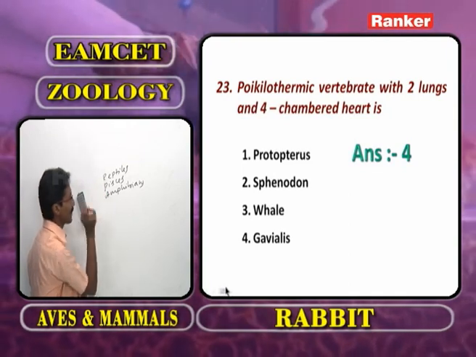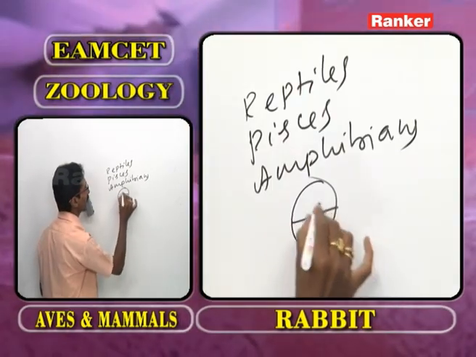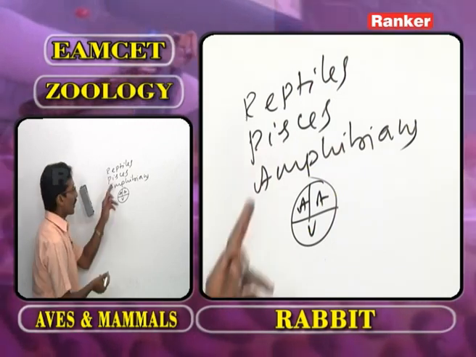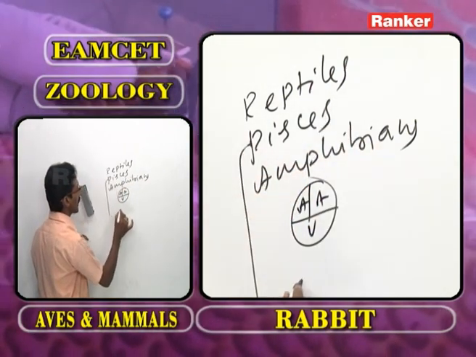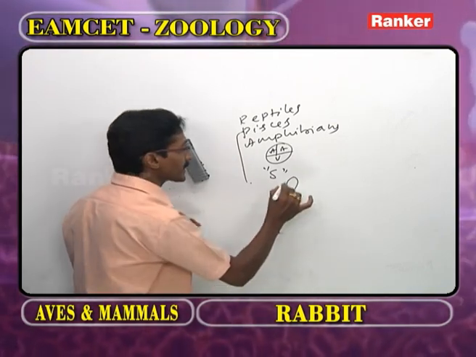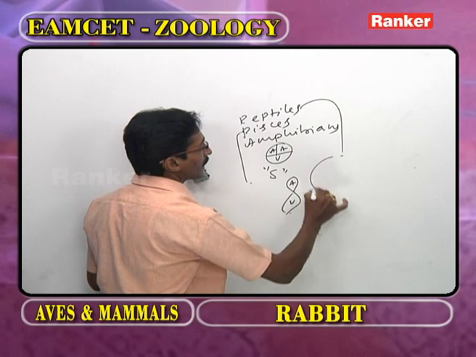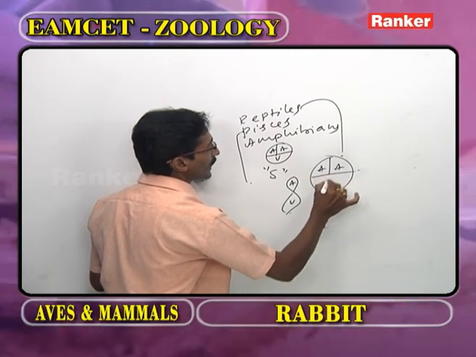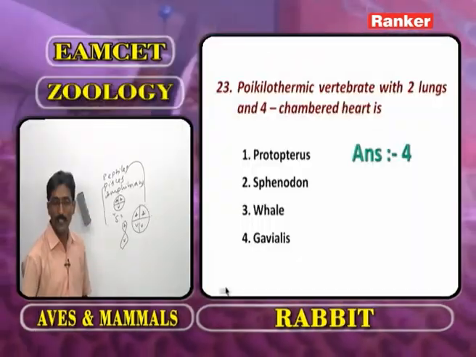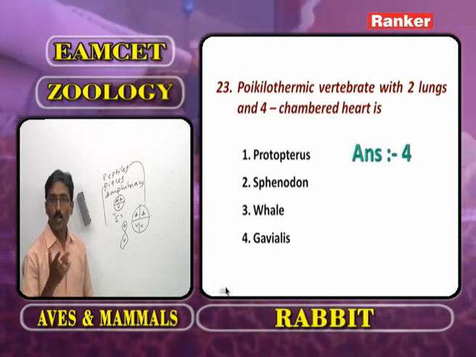Reptiles, pisces, amphibians. Now, as we observe the amphibians, in the amphibians' heart, how many chambers are present? 3: 2 auricles, 1 ventricle. What about the pisces? In pisces, the heart is S-shape. In the heart, how many chambers are present? 1 auricle, 1 ventricle. Now as we observe the reptiles, in all reptiles, the 2 auricles and an incompletely divided ventricle. But here what is the question you have to observe? Poikilothermic vertebrate with 2 lungs and 4-chambered heart.